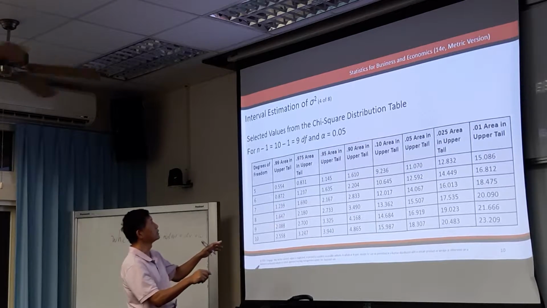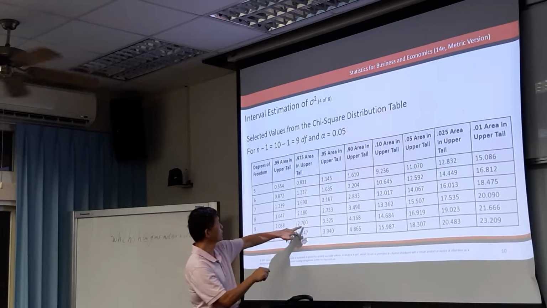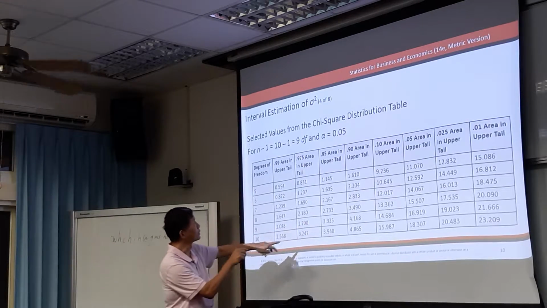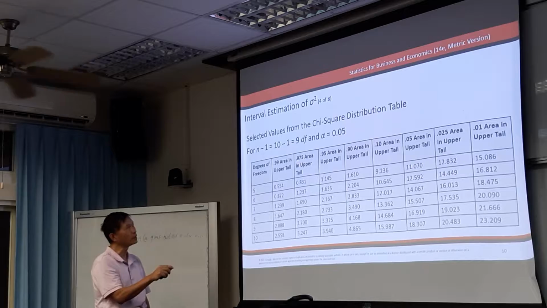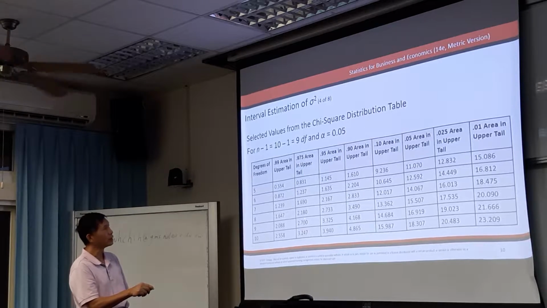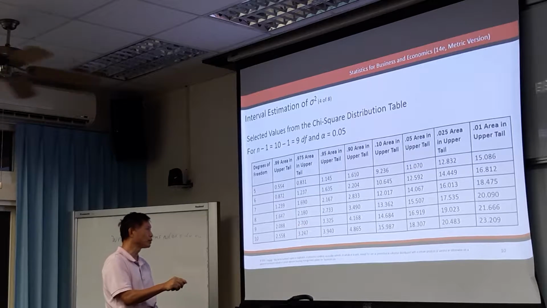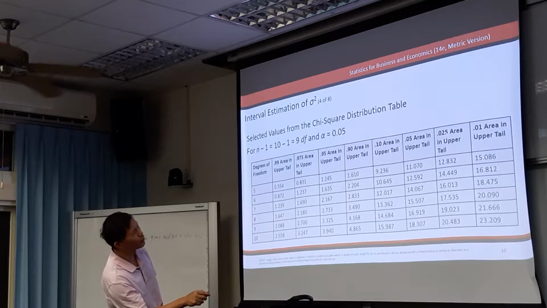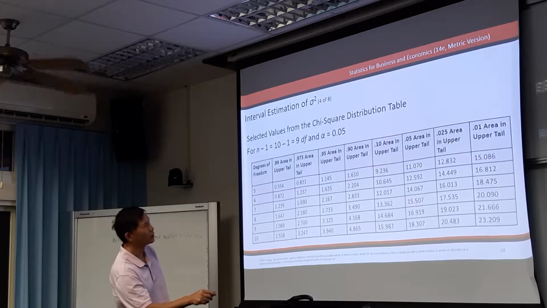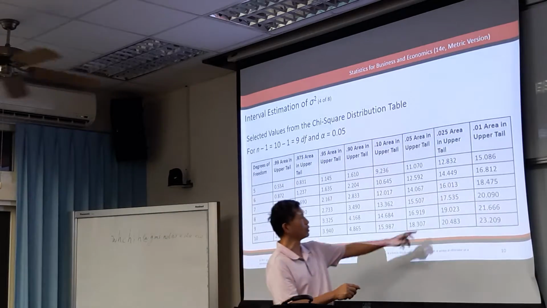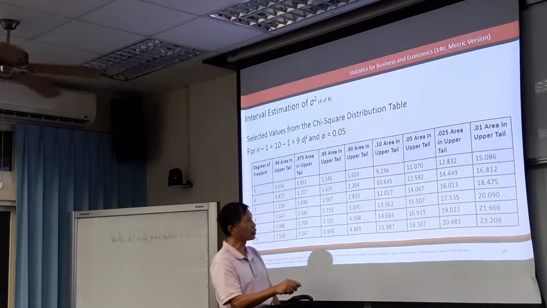So 95% between, okay, this is 2.7. 0.975 upper, okay, in upper tail. So the chi-square value will be 2.7. The other one will be 2.5 in area in upper tail. So it will be 19.023.